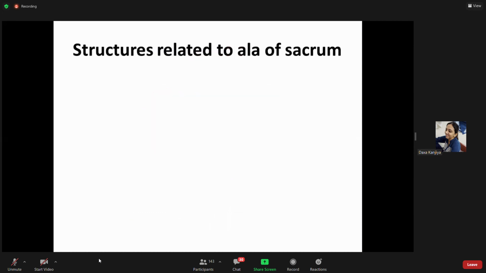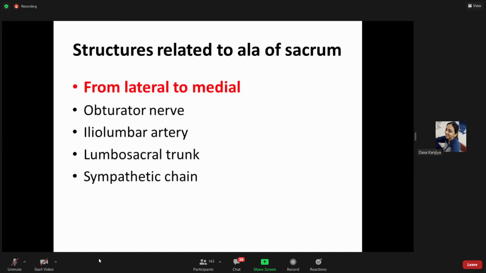Now the important structures related to the ala of sacrum. This can be asked in your objective type of questions, in your viva also. So remember the structures related to the ala of sacrum. You have to remember in sequence, either from lateral to medial or from medial to lateral. Now which are these structures? Obturator nerve, iliolumbar artery, lumbosacral trunk and sympathetic chain.